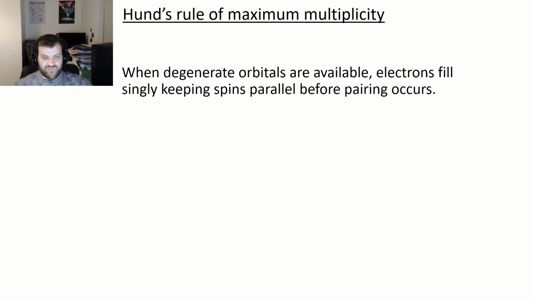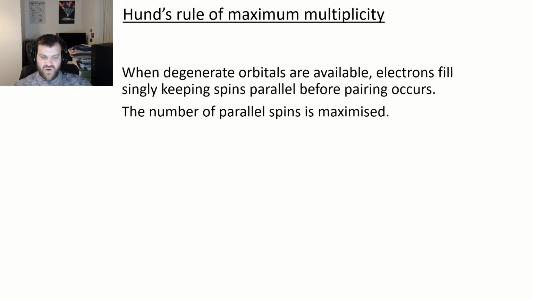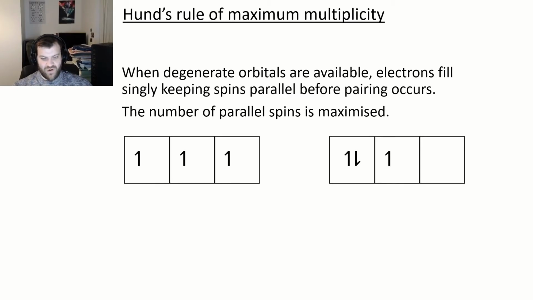For Hund's rule of maximum multiplicity, when we have degenerate orbitals, electrons are going to fill singly before pairing occurs. We are trying to maximize the number of parallel spins within our orbitals. This means that our 3 electrons spinning in the same direction is correct. We'd only start to pair up electrons after each orbital has had 1 electron in it.